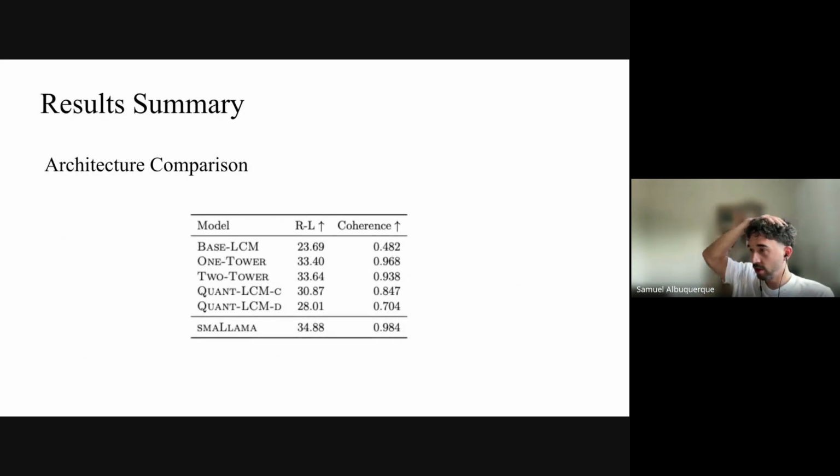And now here they have a lot of comparison between the models, but I chose this one here to talk about how they perform. These models have around 1 billion, almost 2 billion parameters. So they compare with this small Llama here that has almost the same parameters. You can see here that the base LCM was really below the other two. The best ones were the diffusion based, both 1 tower and 2 tower, and the quant was a little bit worse, but still much better than the base.